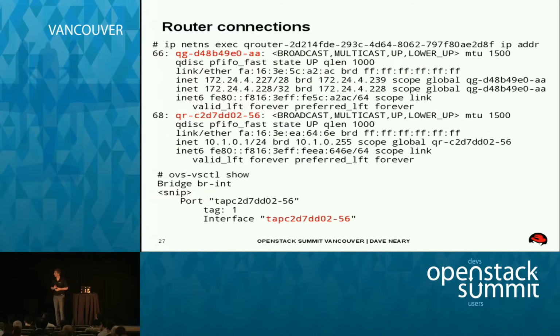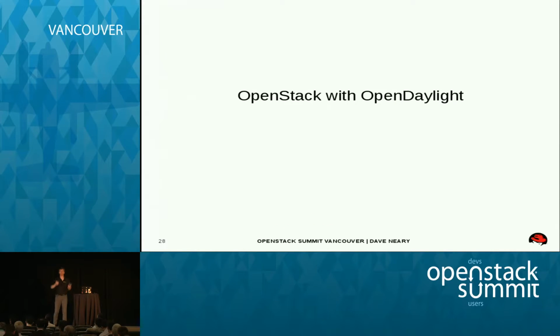So we've got two connections, QG, which is the gateway associated with the router, and QR, which is the router interface back to BR-int. If we look at the ovs-vsctl, we see again interface C2D, tap C2D7, that corresponds to the C2D7, the router, QR. So we've matched up the router with the port it's on. Okay, so that's how it works with ML2. I don't know if anybody here learned anything there.